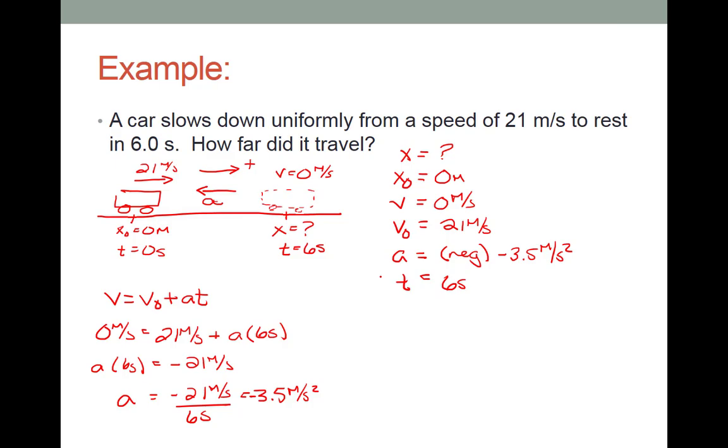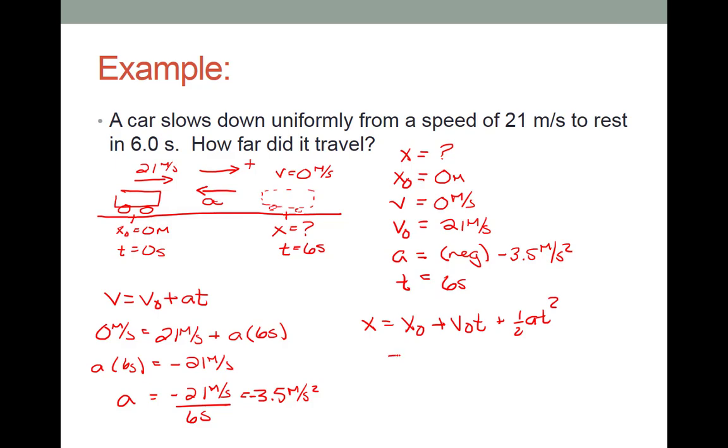Now, you have 2 choices to find your position. You can use the top equation, the x equals x naught equation, or you can use the v squared equals v naught squared equation. To me, it makes sense to use the x equals x naught equation because it's already solved for the variable you want, less likely to make a mistake. So that's where I'm going to go.